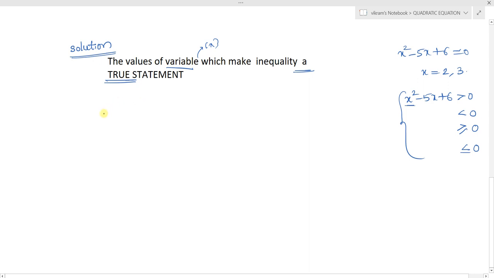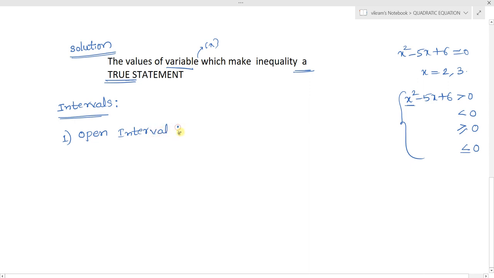Now, before finding the solutions for inequalities, we have to know a few terminologies. First of all, we have to know about intervals. The first thing we need to know is the open interval. What is an open interval?